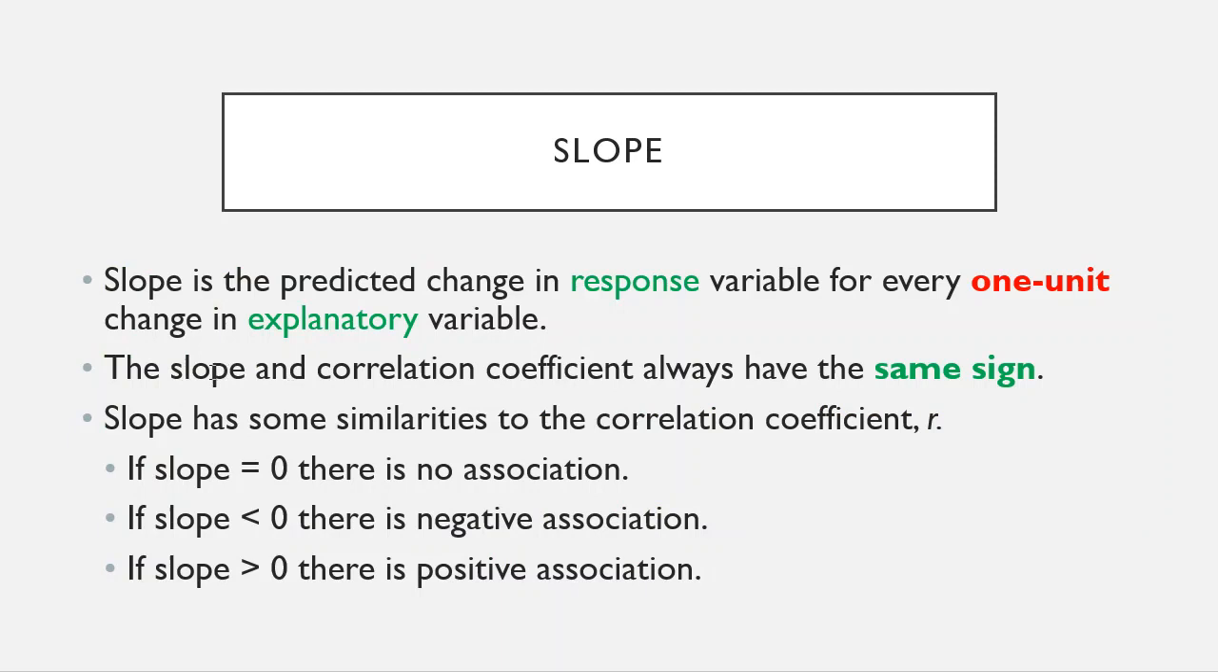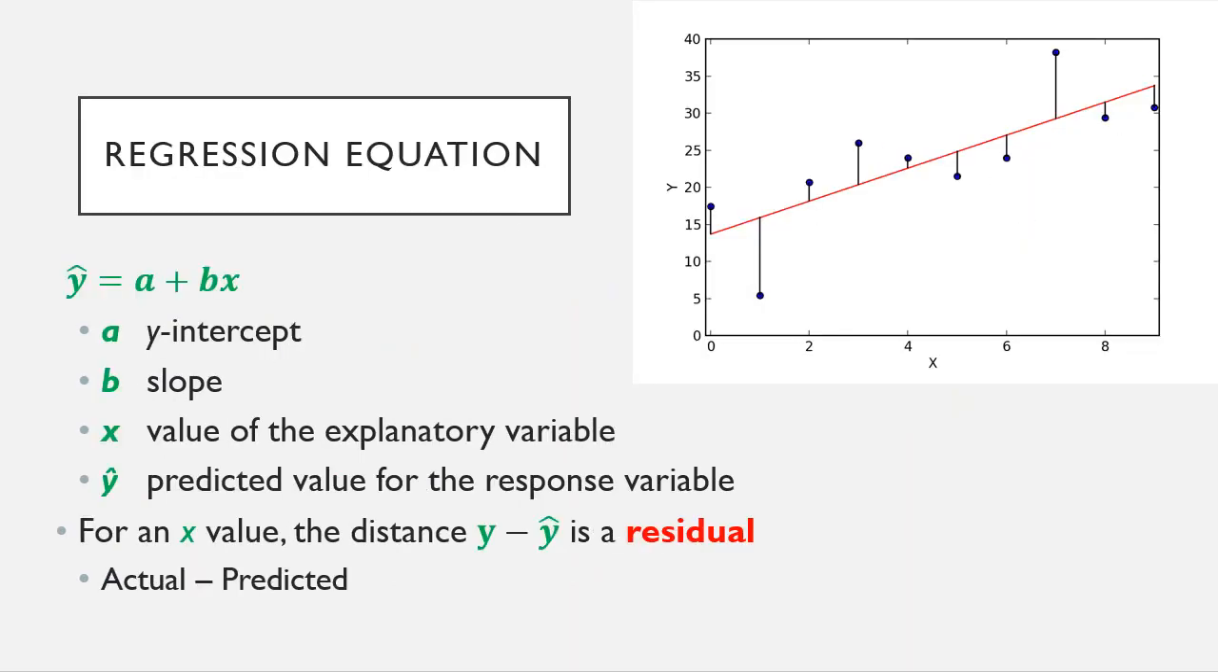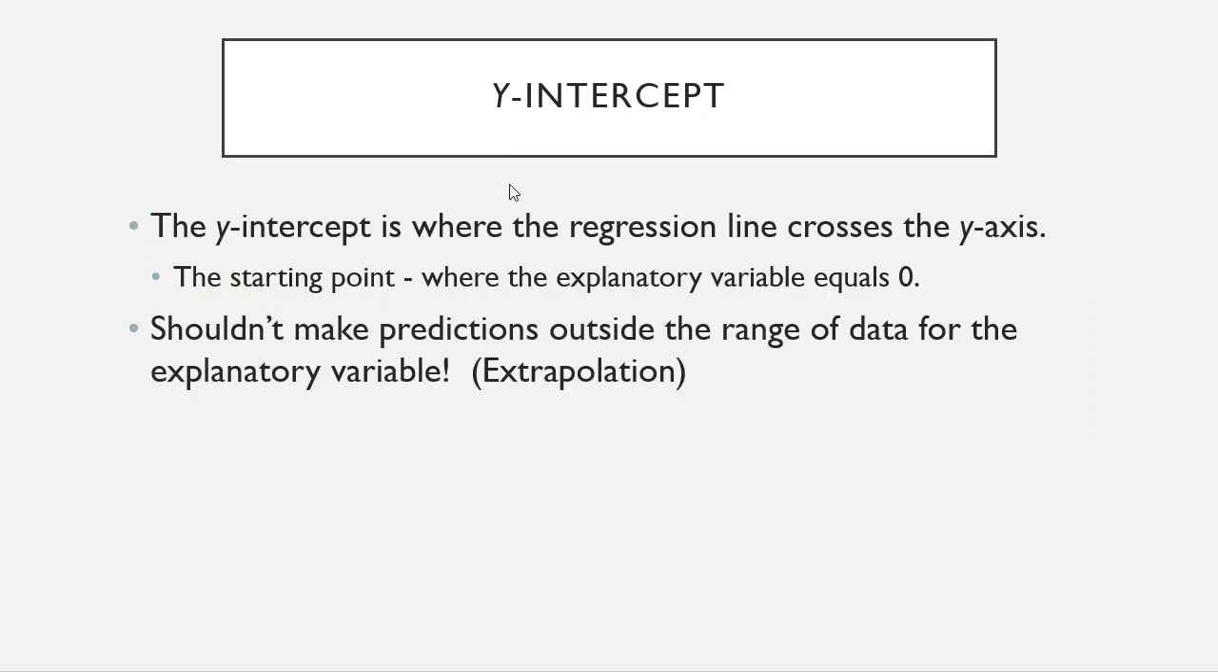So the slope and the correlation usually have the same sign. So if the slope is positive, then the correlation is positive. If the slope is negative, the correlation is negative. If the slope is 0, the correlation is 0. But the correlation and the slope are not the same number. The correlation, of course, is always between -1 and 1, and the slope could be -500 or 2 or any number is possible depending on how steep the regression line is. The y-intercept tells you where it crosses the y-axis.